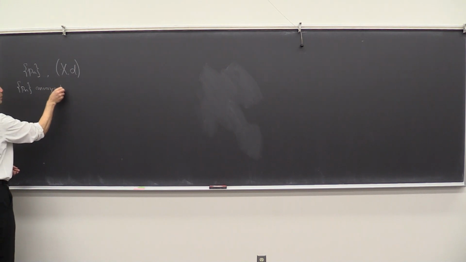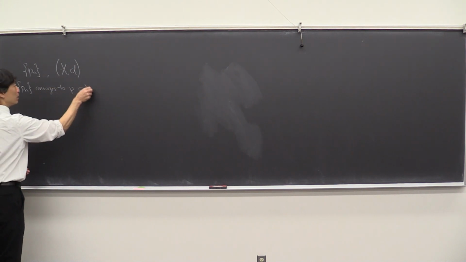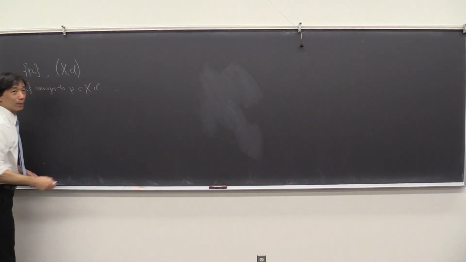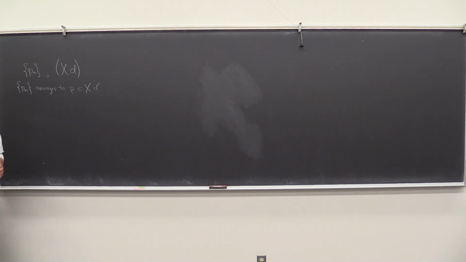converges to a point p if something happens. Can anybody remind, maybe take 10 seconds and write down what the definition is? What does it mean for a sequence to converge to a point?